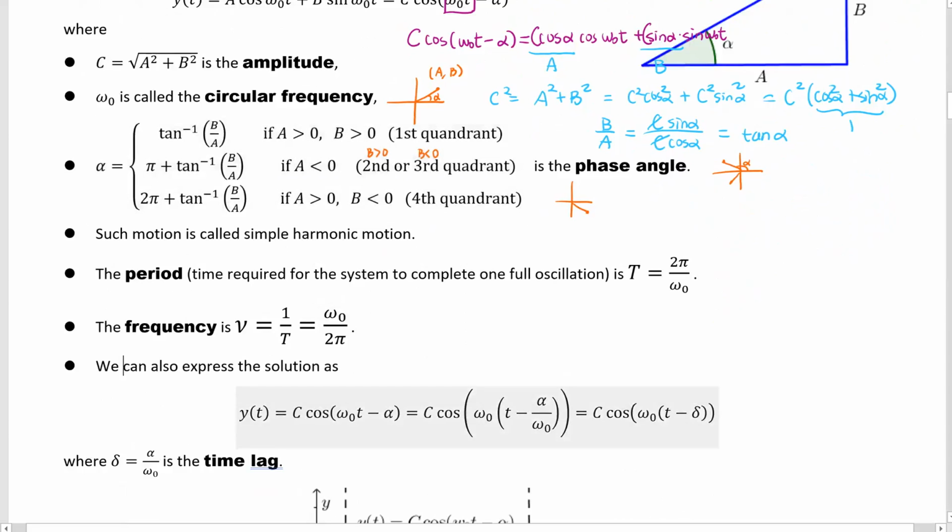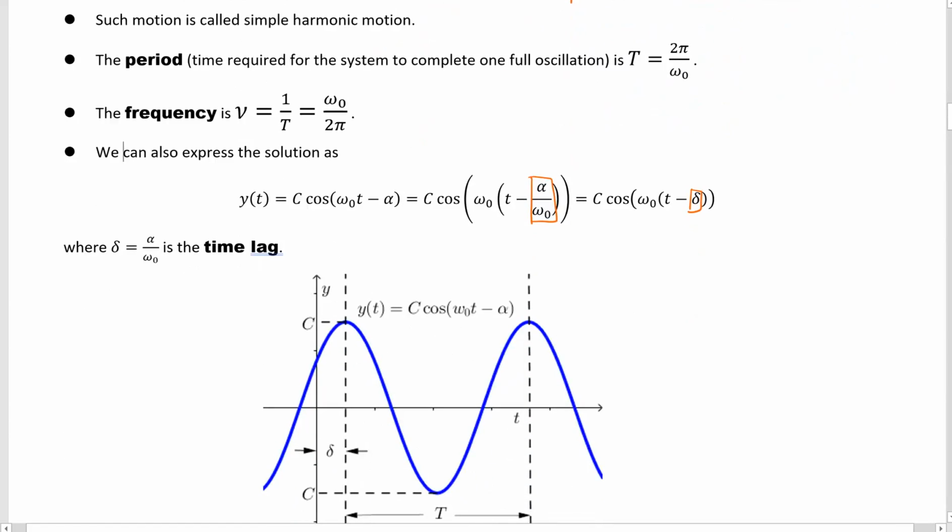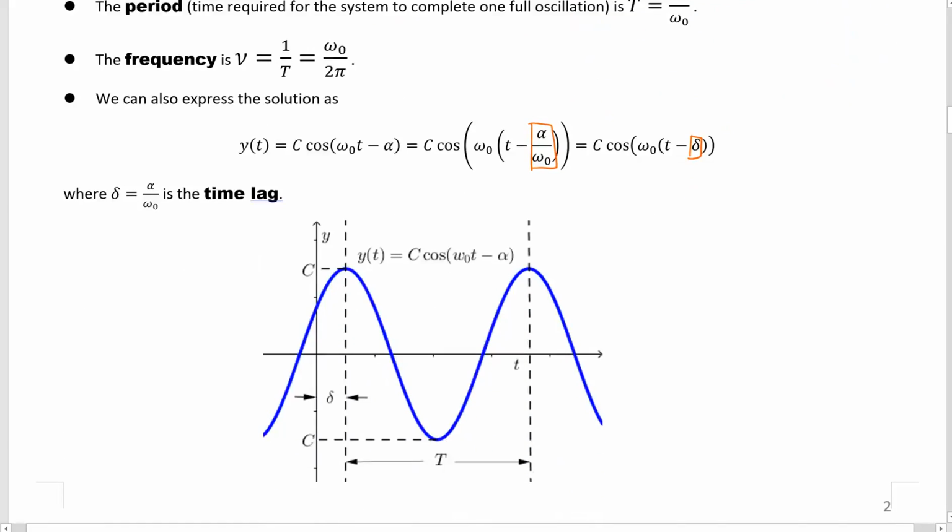Okay? And then you can factor out omega 0. When you factor out omega 0, you get t minus alpha over omega 0. And let's call this guy delta. Then delta is the time lag. What's the time lag? Well, you know cosine.